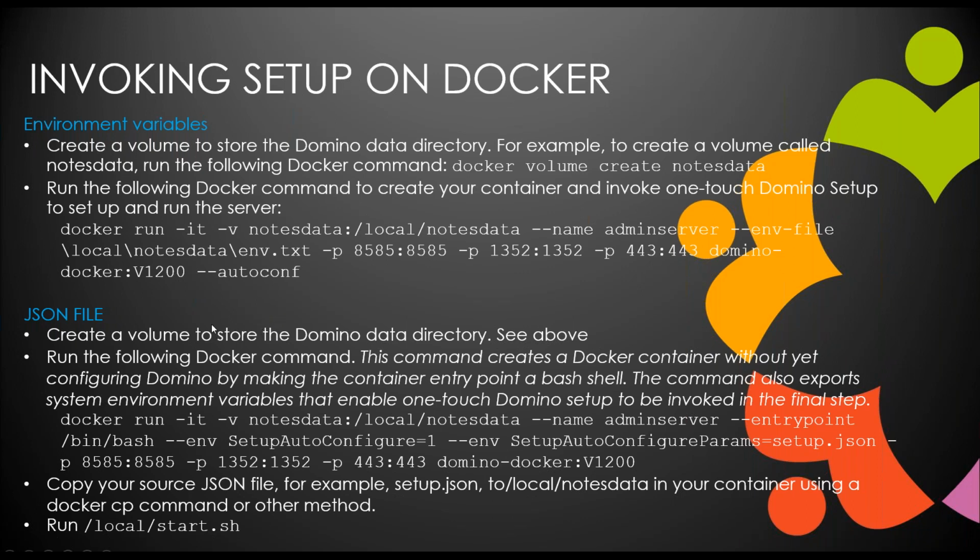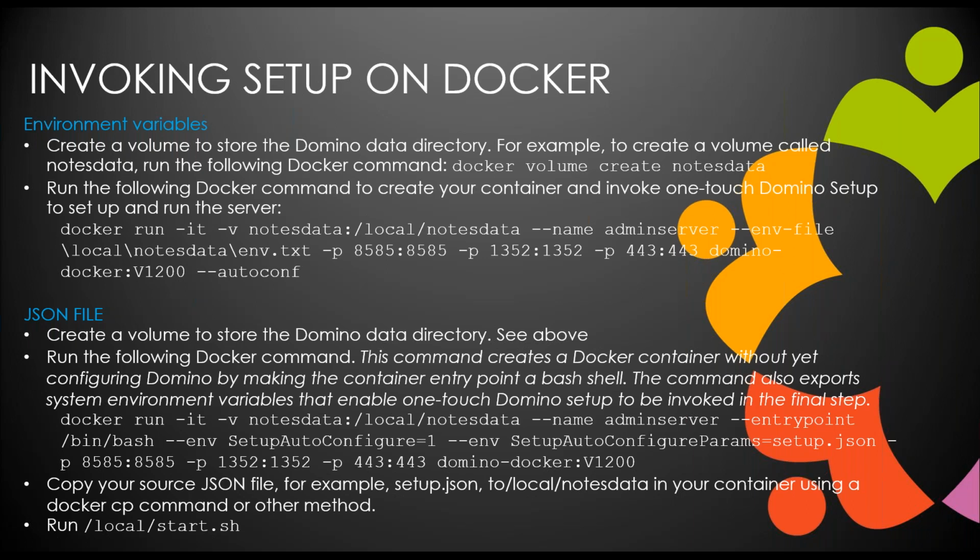If you use the JSON file, there are two steps. Again, create the volume, run this command, docker run -it, and so on. This creates the Docker container without configuring Domino, but makes the container entry point a shell. When you run this command, and if we have time I will show you, you will find yourself inside the container in the local/nodesdata directory. And this command also exports all the variables needed to enable the one-touch setup.